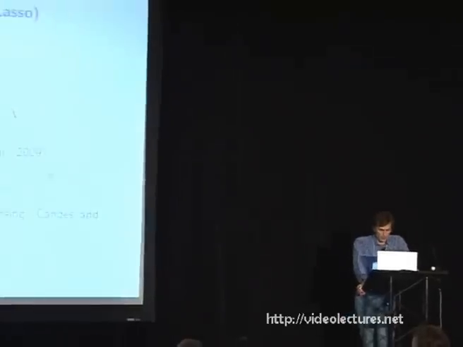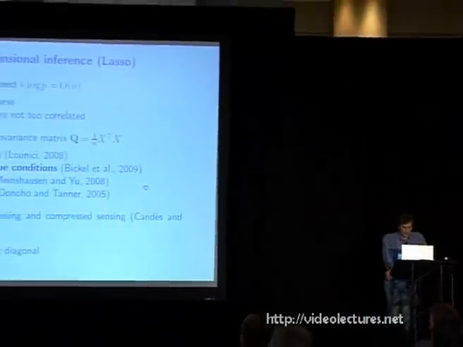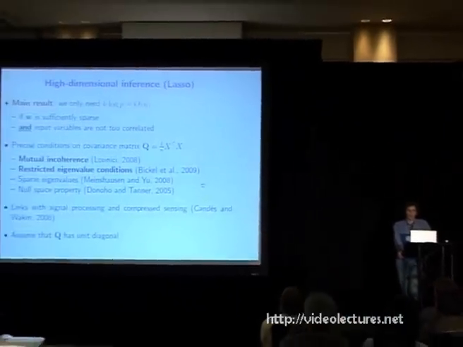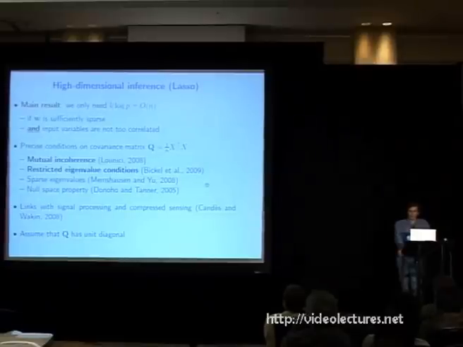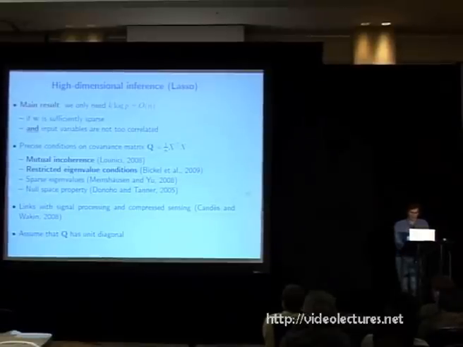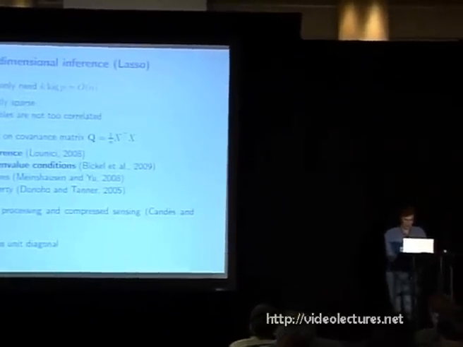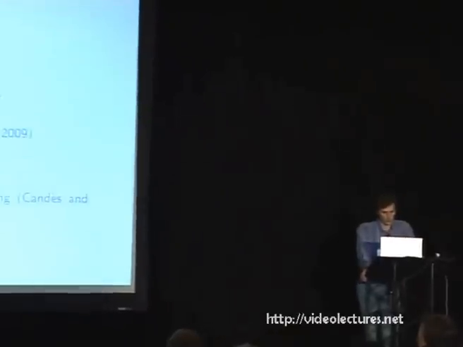Okay, so now let's get down to the results with the lasso before having a pause. First, the main result is that you only need k log p. You need only k log p to be smaller than n to get good predictive performance. Okay, so this is the sort of scaling which I had promised at the beginning of the tutorial.